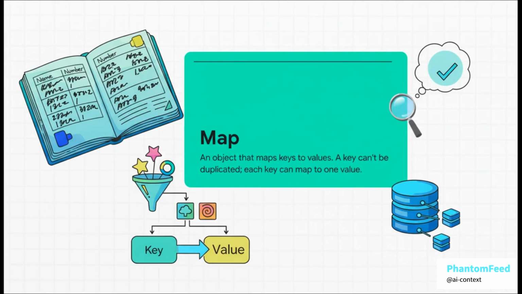And finally, we have the map. A map is, for all intents and purposes, a dictionary. You have a unique key, which is like the word, and that key points to a value, which is its definition. A phone book is a great example. The name is the unique key, and the phone number is the value. The keys have to be unique, and they give you a blazing fast way to look up the value you need.